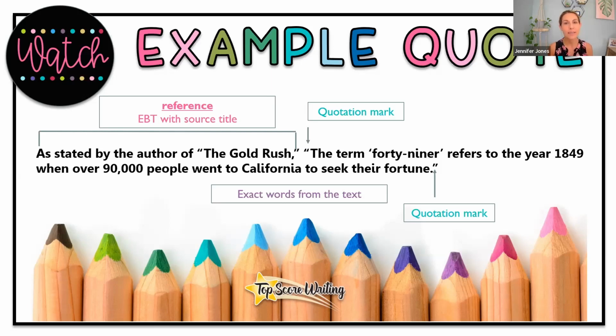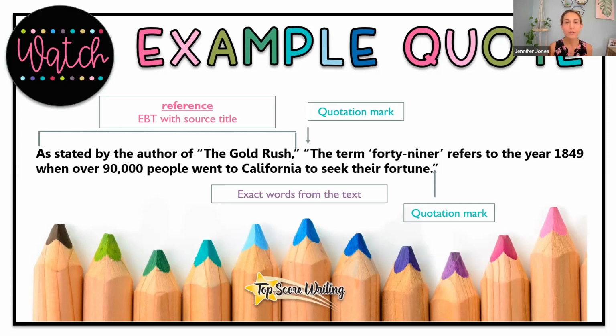So let's take a look and examine this example quote. The quote says, "As stated by the author of The Gold Rush, the term 49er refers to the year 1849, when over 90,000 people went to California to seek their fortune." All right, so there's lots of parts in this sentence, and they've been labeled for you. So let's take a look at them.